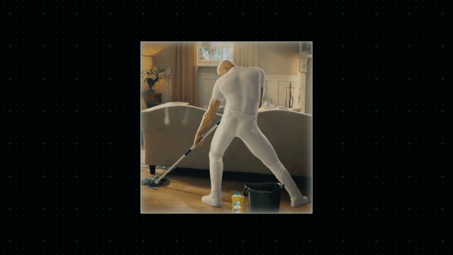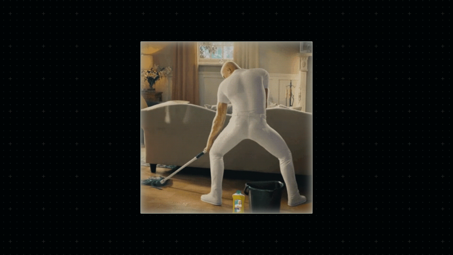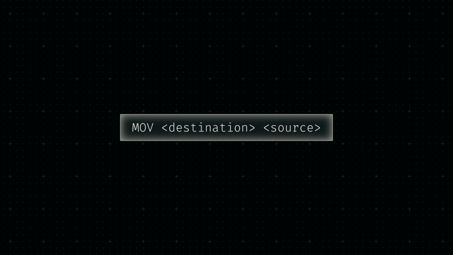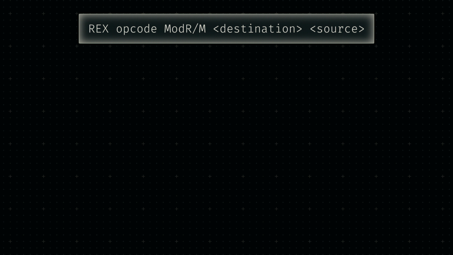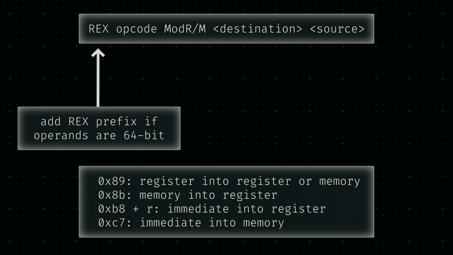Now that we've cleaned up our scope, let's get to know the instruction itself. The move instruction takes two parameters, the source and the destination. When executed, it does exactly what the name already implies: move data from the source to the destination. If we want to use 64-bit parameters, we'll need to add the rex prefix we encoded in an earlier video. This is then followed by one of 4 different opcodes which each corresponds to a different set of parameter types. So for example, if we want to move data from a memory location to a register, we'll need to use the opcode 8b.